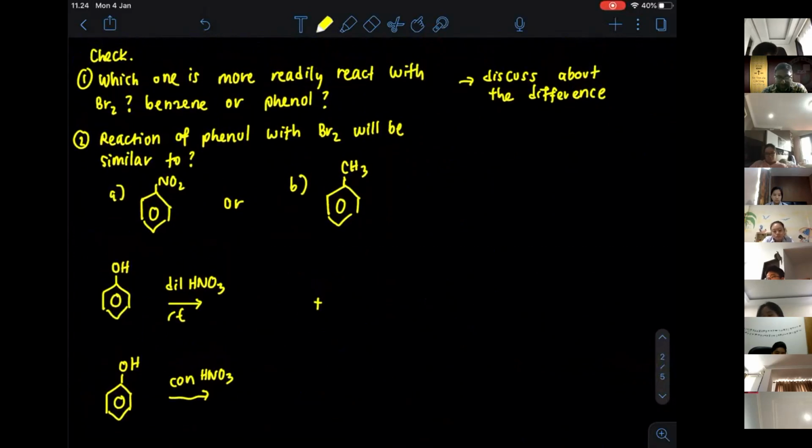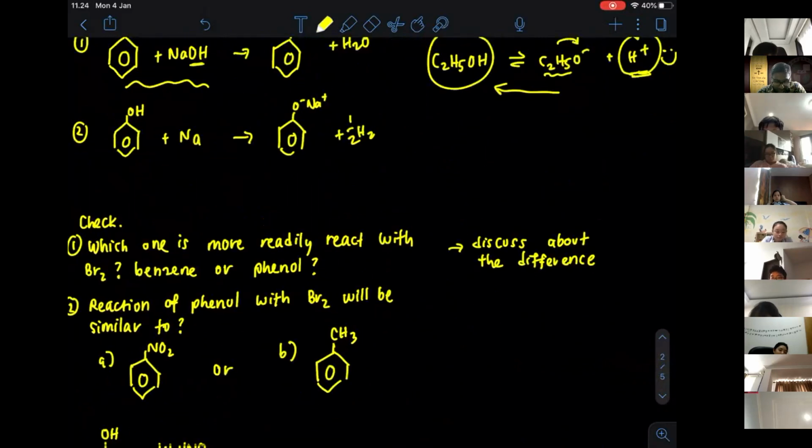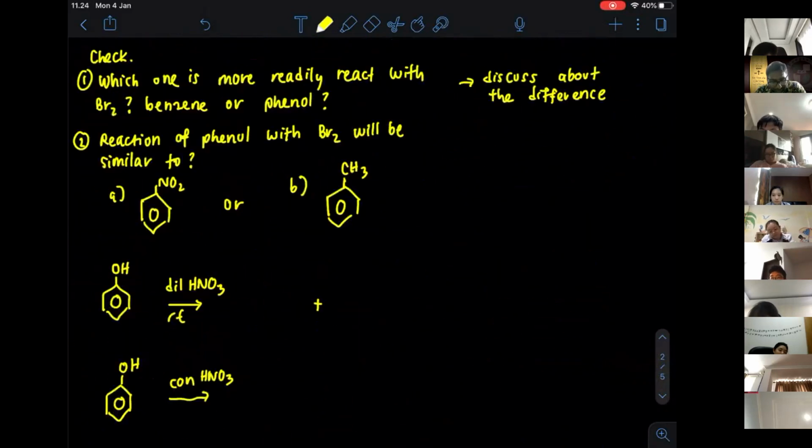If I do a check over here, for example, which one reacts more readily with Br2? Is it going to be benzene or is it going to be phenol? Which one do you think will react more readily? Jody? Benzene or phenol? Phenol. So what is the reason?